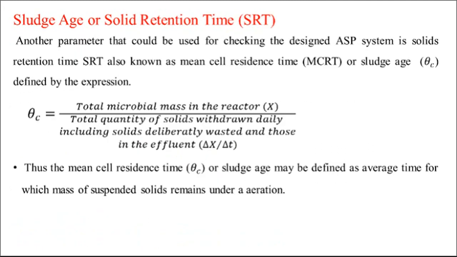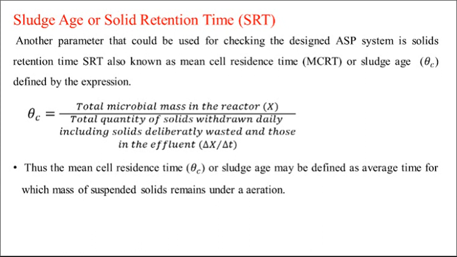Then the next important parameter is sludge age. It is also called solids retention time, or also known as MCRT, mean cell residence time. Another important parameter which is used for checking the design of an activated sludge system is solids retention time, denoted by theta c, or it is also known as sludge age.